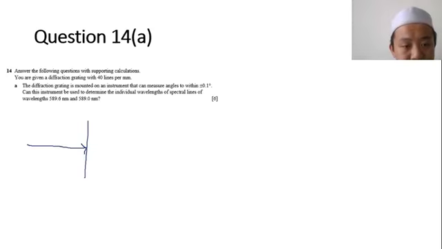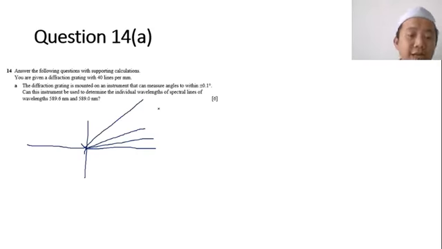So dia akan pecah. N equals to 0, N equals to 1, N equals to 2, sampailah N maximum kan? Betul tak? Kita tahu N maximum tu berapa kan? Tapi kalau kita nak tahu N maximum tu, kita just letakkan theta equals to 90 degrees. So kita boleh tahu dia punya maximum order tu berapa.